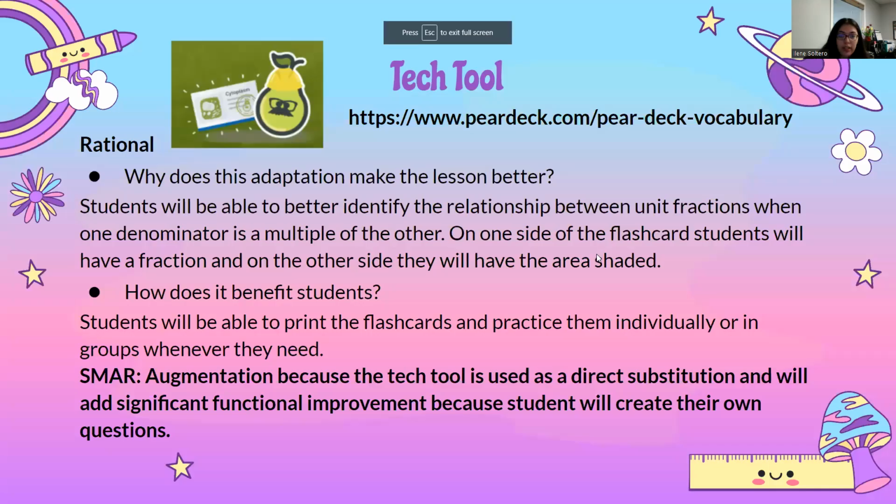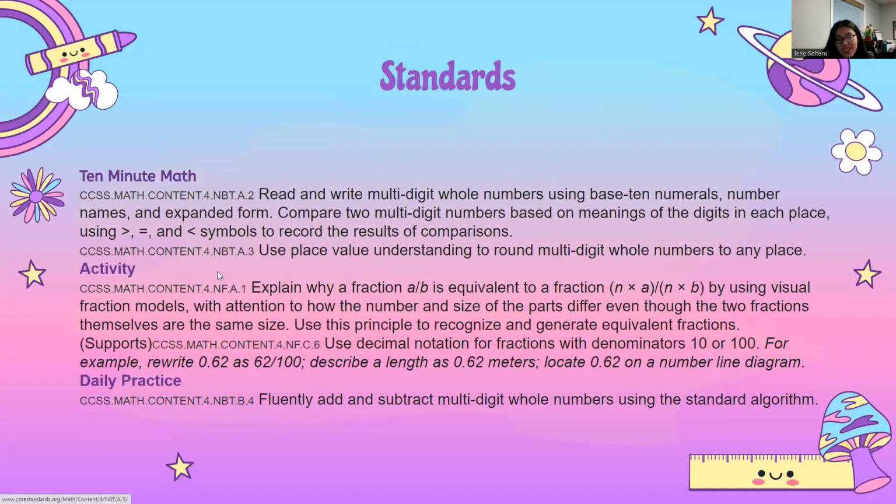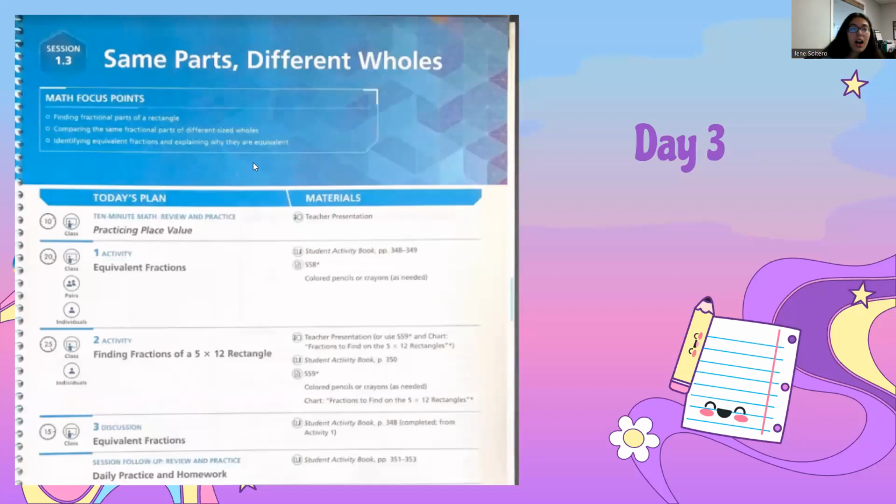So day 3, here are some standards again. A lot of them are the same. Same formatting. And on day 3, students would work on same parts but different wholes. So here are the math focus points. Again, the overall structure of the class is the same. In regards to the math focus points, students will be finding fractional parts of a rectangle, comparing the same fractional parts of different sized wholes, and identifying equivalent fractions and explaining why they are equivalent.